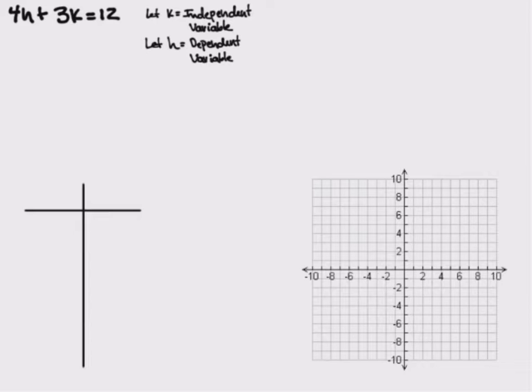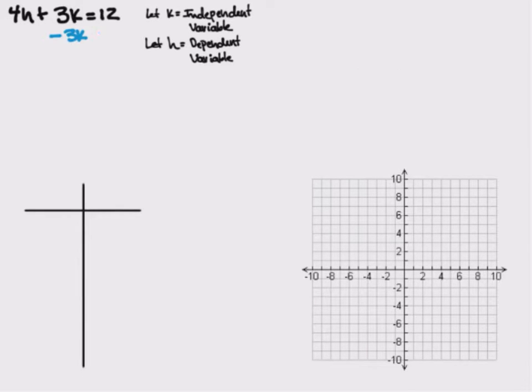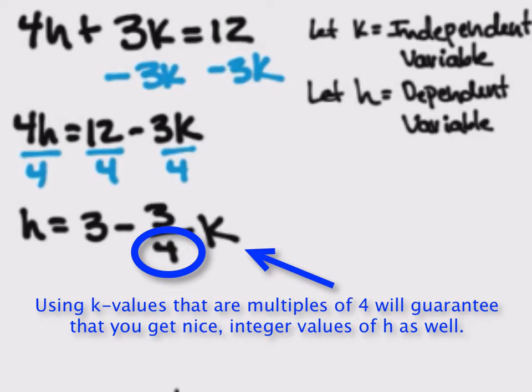All right, since h is our dependent variable, which we can think of as an output to a rule, let's go ahead and put this equation into h equals form, and then we'll be able to find some ordered pairs more easily. All right. Now we've got our equation in h equals form. One thing I will note is, since k is being multiplied by a fraction having 4 in its denominator, let me suggest using values of k that are multiples of 4. Again, both positive and negative.